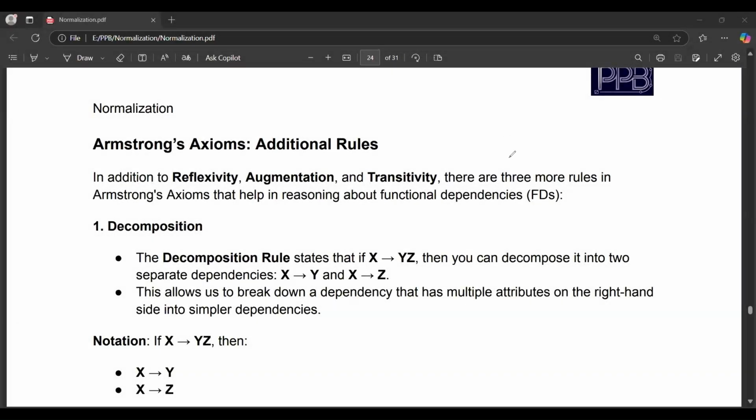Additional rules for Armstrong's axioms. We have already learnt about three basic axioms, haven't we? The first one was reflexivity. The second one was augmentation. The third and last was transitivity.